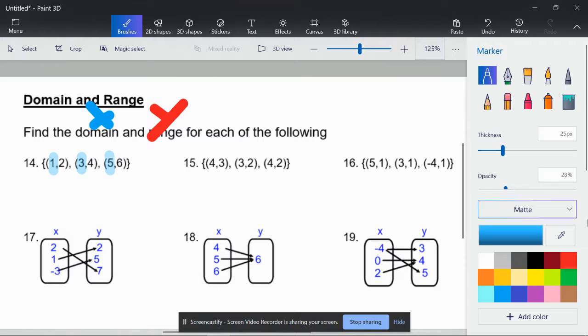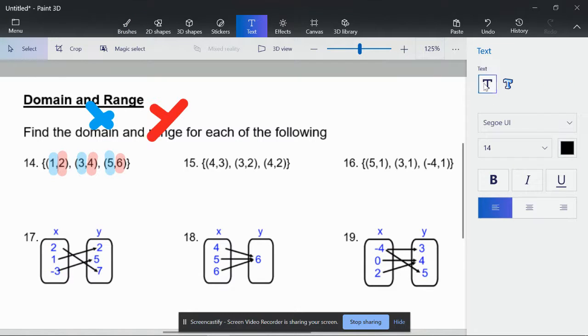For the range, we're looking at our y's. For this first point, my y value is 2. For my second point, my y value is 4. And for my last point, my y value is 6. Now that I've labeled all of these, I can go through and write it out using these curly brackets and set notation.